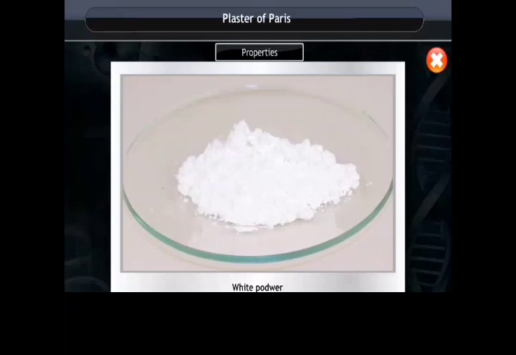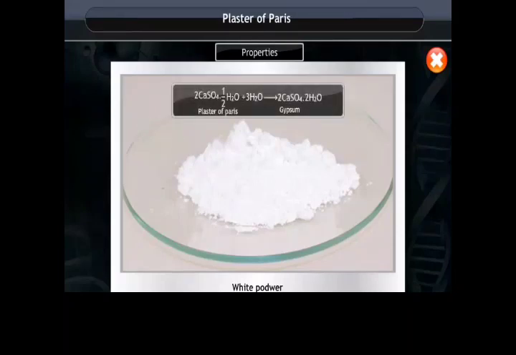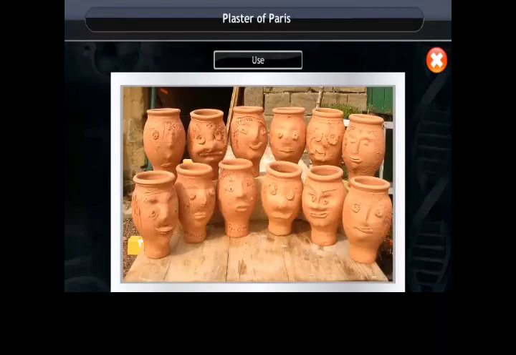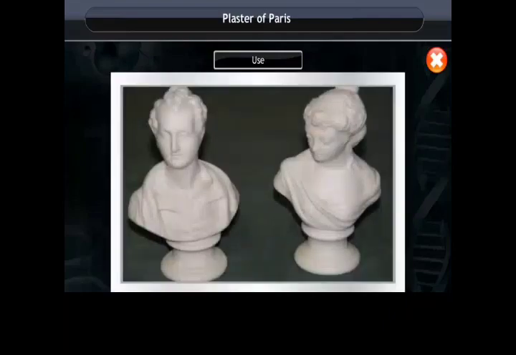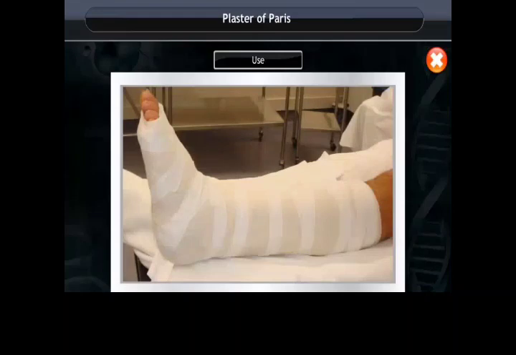It is a white powder. On mixing with one third of its weight of water, it forms a plastic mass which sets into a hard mass of interlocking crystals of gypsum within 5 to 15 minutes. Due to this, it is called plaster. Plaster of Paris is used for producing molds of pottery and ceramics and casts of statues and busts. It is used in surgical bandages for plastering broken or fractured bones. It is also used in dentistry.